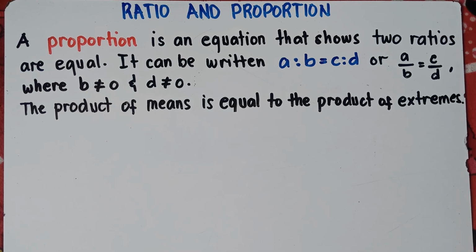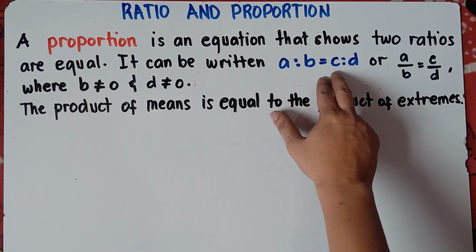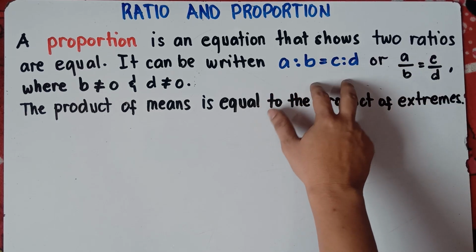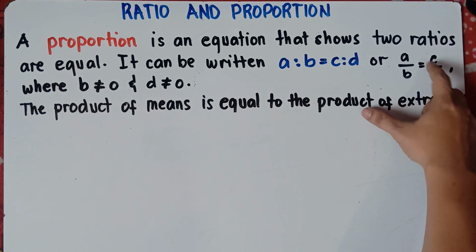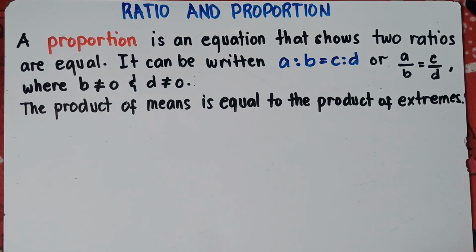Now let's talk about proportion, class. A proportion is an equation that shows two ratios are equal. It can be written in the form A is to B equals C is to D. If these two ratios are equal, then this is a proportion. Or you can write this as A over B equals C over D, where B and D are not equal to 0. Always remember this one, class.